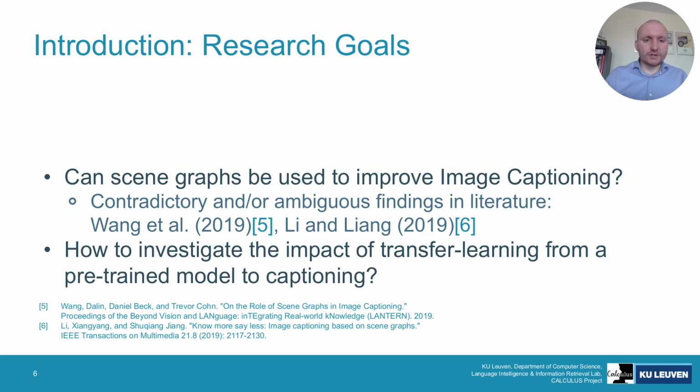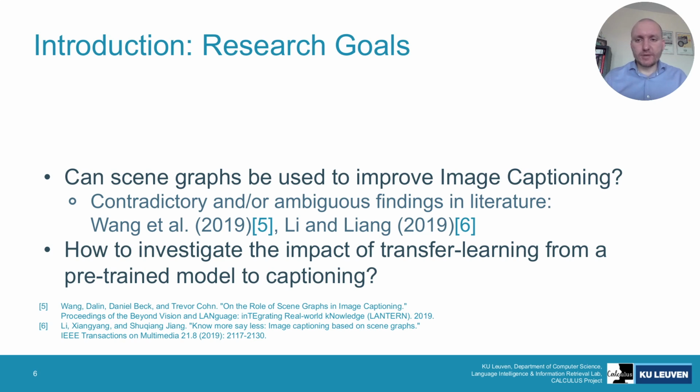So what is our research goal? Well, we want to figure out if we can make use of this more advanced structure of the scene graph and use it to improve the captioning and the descriptions generated. Some work has already been done on this by Wang et al. and Li and Liang, who created both a model, the cascade model and the no more say less model. We will see that later on.